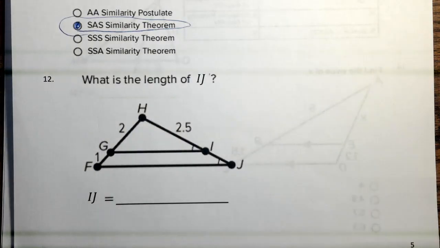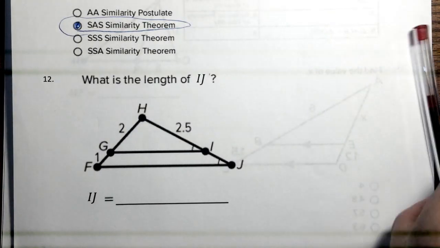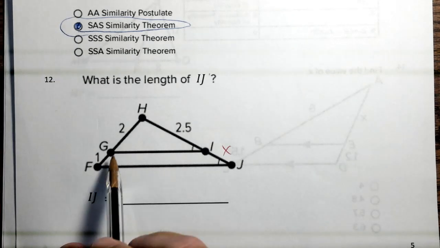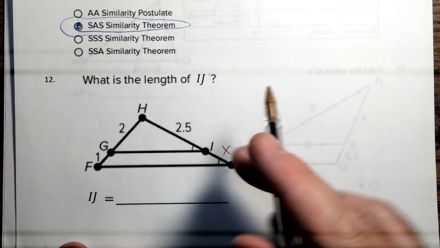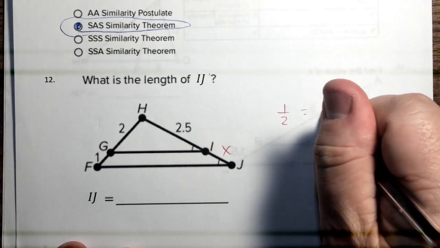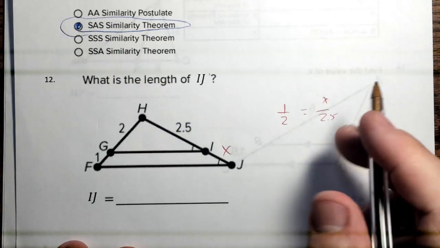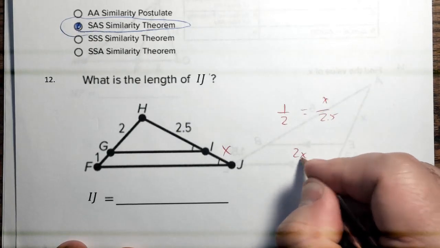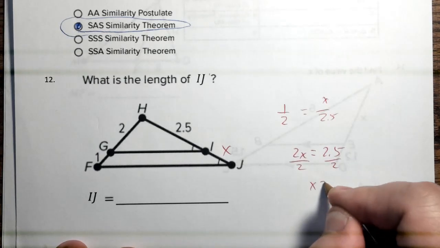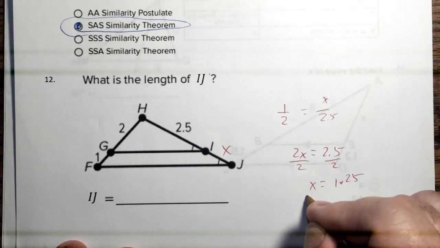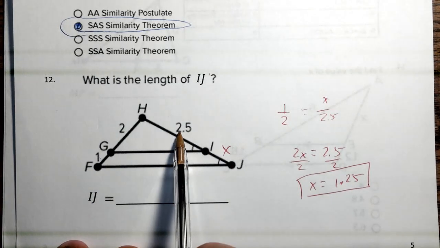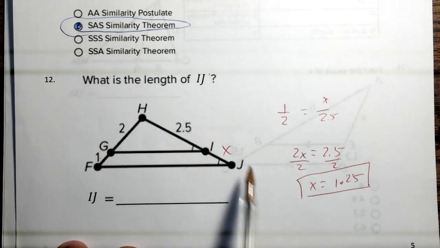Scooching down, number 12. What is the length of IJ? So IJ is right here. So we can do our corresponding sides. We'll just go 1 to 2. And then we have X over 2.5. Cross multiply, we have 2x. 2 times x is 2x. 1 times 2.5 is 2.5. Divide both sides by 2, and x equals 1.25, which hopefully you guys saw here. So our ratio was 1 to 2. Half of 2.5 would be 1.25, which is what we got.